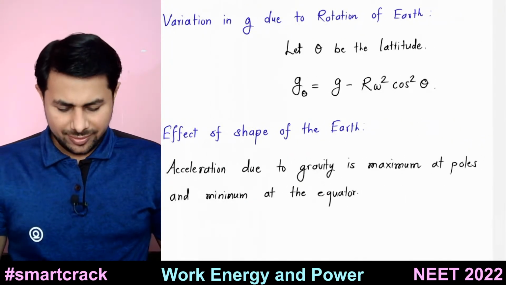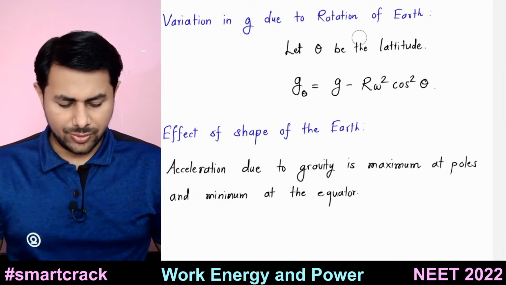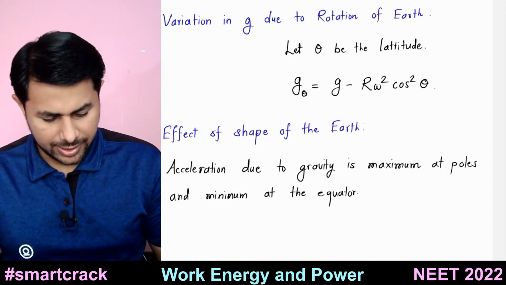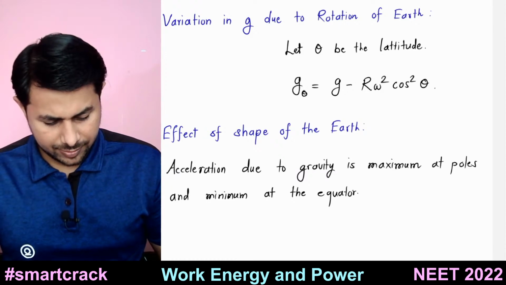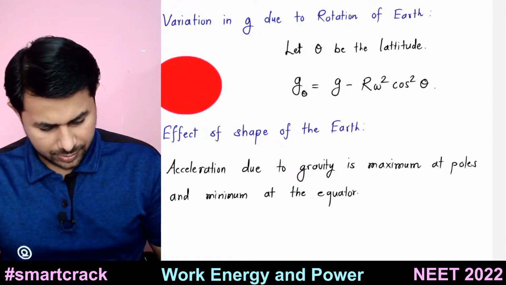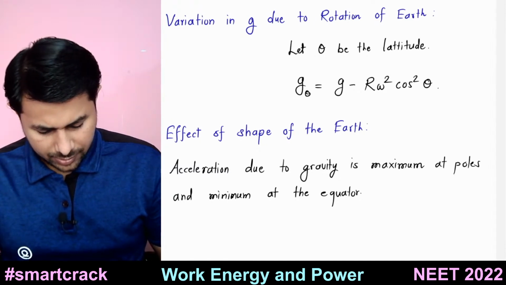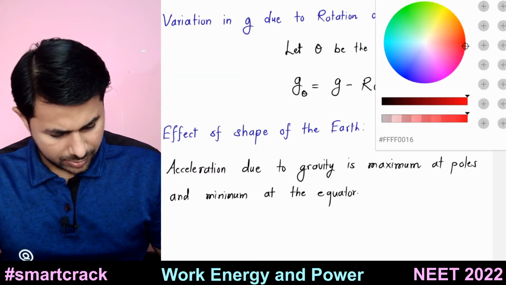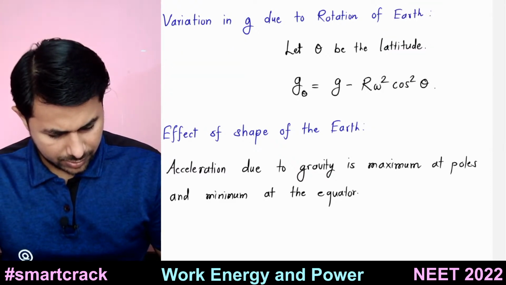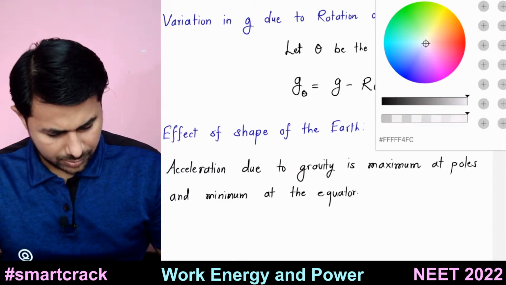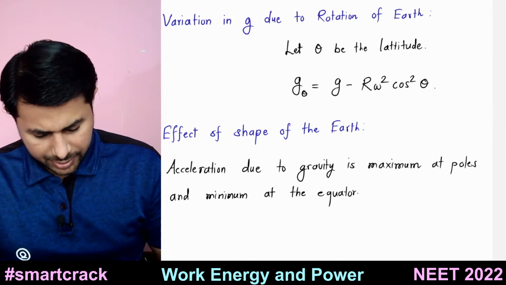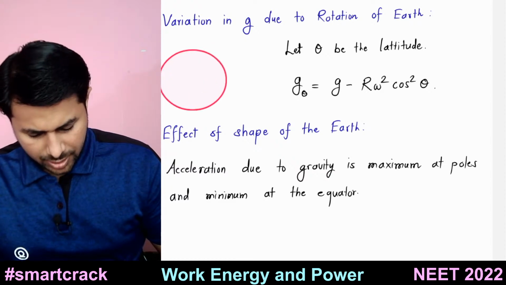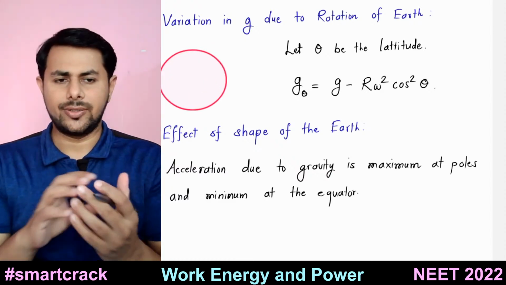All right, let's move on to the next thing. Variation in g due to rotation of the Earth. Again, let's consider our Earth. I'll draw it here. So as Earth rotates, what happens?